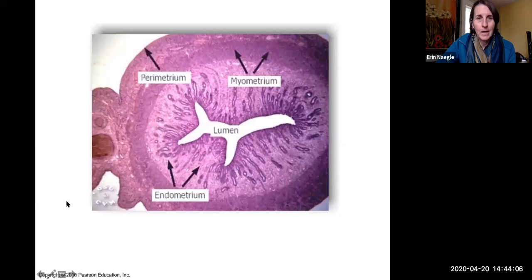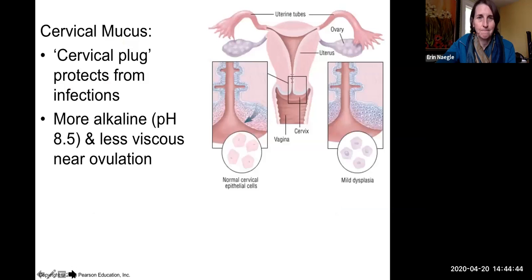Okay. And here would be a microscopic view through a uterus, where this lumen would be the open cavity where the fertilized egg, the embryo, would enter and then implant into the endometrium. Then deep to the endometrium would be the myometrium, which would be the smooth muscle, which is doing the contraction of the uterus during childbirth. And then the perimetrium would be the outer portion, which is connective tissue, which helps protect the uterus.